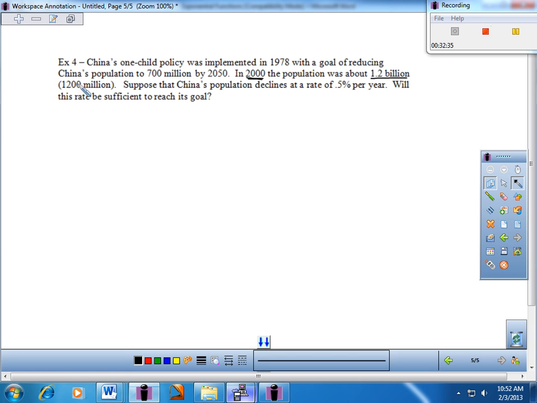So suppose that China's population declines at a rate of 0.5% per year. Will this rate be sufficient to reach its goal? Well, what do you say we start our model in 2000? Because that's the first population that we're given here. I know they started in 1978, but we don't really have the 1978 population. So let's write a model first, then we'll figure out how to answer the question.